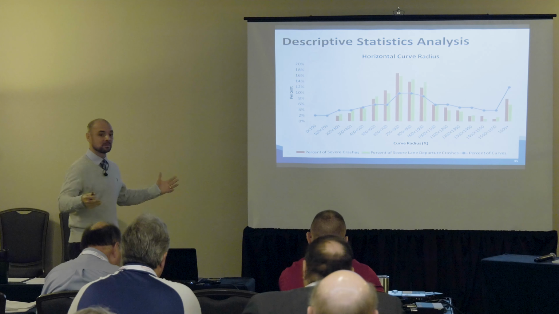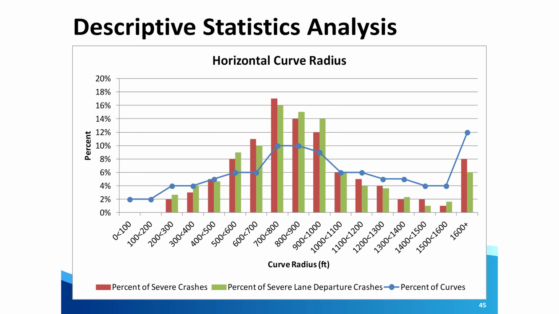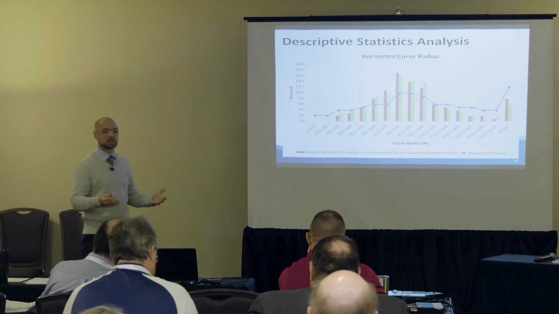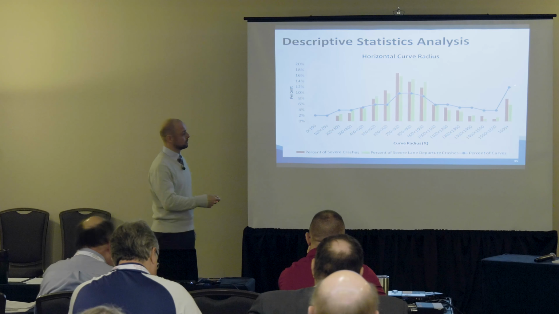Yeah, now you notice it goes up beyond the 1,600. Well, 1,600 is a pretty flat curve, so you have lots of those locations. The blue part represents the percentage of locations. So you have lots of those locations, and that's why you have probably a larger number of crashes out there, but they're not overrepresented. It does go up because you have more sites. You just don't have a lot of crashes occurring at those sites relative to the percentage of sites.